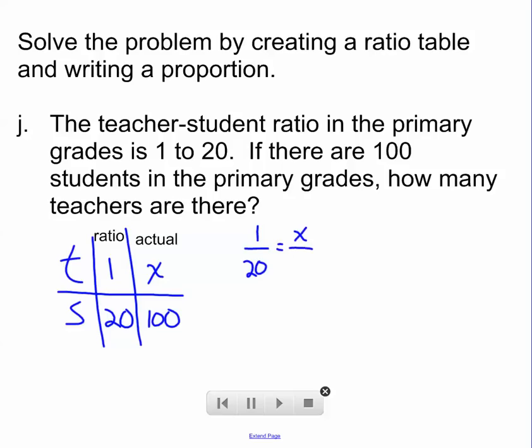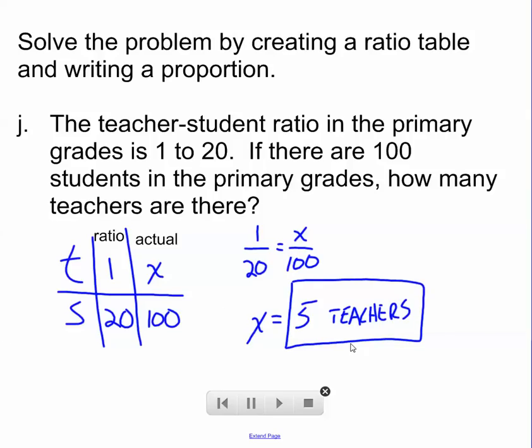So we can set up a proportion. 1/20 equals x over 100. 20 times 5 is 100, so 1 times 5 would be 5. So there are 5 teachers if there are 100 students. It's the only way to keep it at that ratio, to keep it proportional.